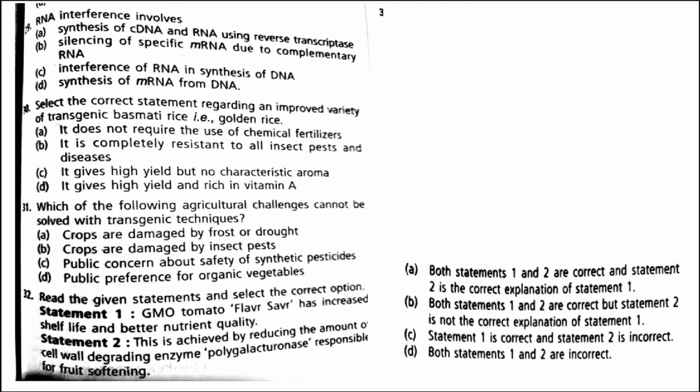Next, read the given statements and select the correct option. Statement 1. GMO tomato Flavr Savr has increased shelf life and better nutrient quality. Statement 2. This is achieved by reducing the amount of cell wall degrading enzyme polygalacturonase responsible for fruit softening. So what will be the answer? The answer will be option A. Both statement 1 and 2 are correct, and statement 2 is the correct explanation of statement 1. We have discussed it previously.